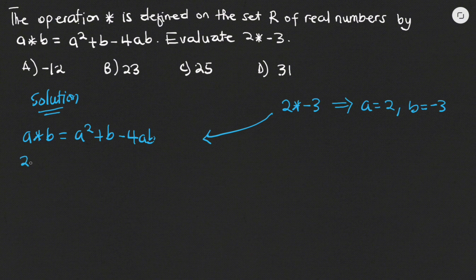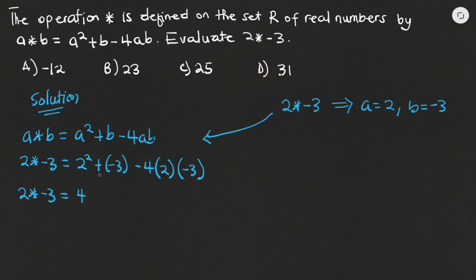So it means 2 operation negative 3 will be equal to 2 squared plus B, which is negative 3, so I put that in brackets, minus 4 into bracket A, which is 2, multiplied by B, which is negative 3. So I have 2 operation negative 3 to be equal to 2 squared is 4, and then we have minus 3 over here, minus 4 into bracket 2 multiplied by negative 3 will give me negative 6.